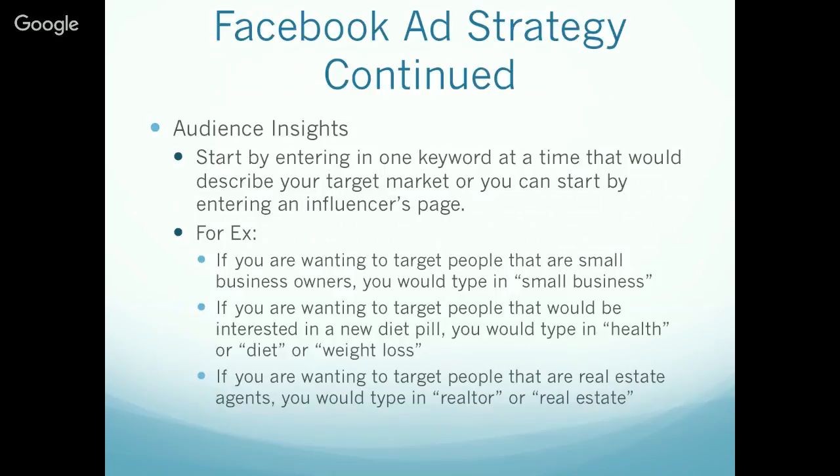Start by entering in one keyword at a time that would describe your target market, or you can start by entering an influencers page. For example, if you are wanting to target people that are small business owners, you would type in small business. If you're wanting to target people that would be interested in a new diet pill, you would type in health or diet or weight loss. If you're wanting to target people that are real estate agents, you would type in realtor or real estate.